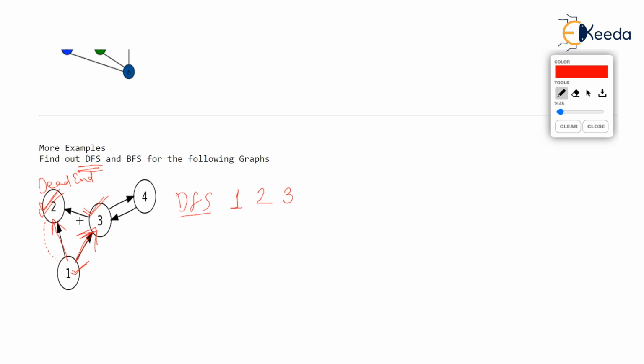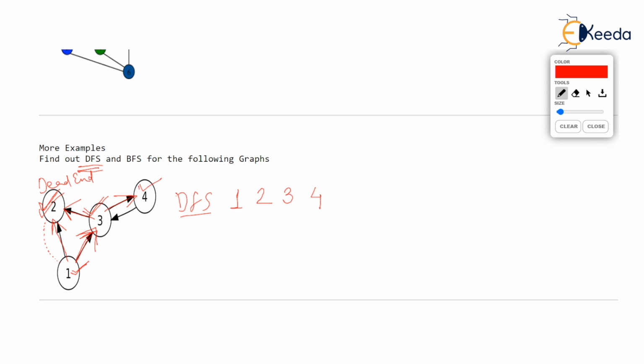Now what? After printing 3 and marking it as visited, we will process 3. We'll see the neighbors of 3. You can see 2 is a neighbor and 4 is a neighbor, isn't it? Now among them, 2 is visited, least numbered. So next is 4. So 4 is visited and marked.